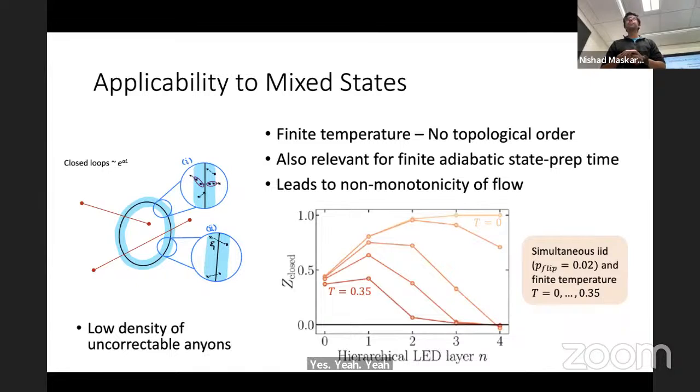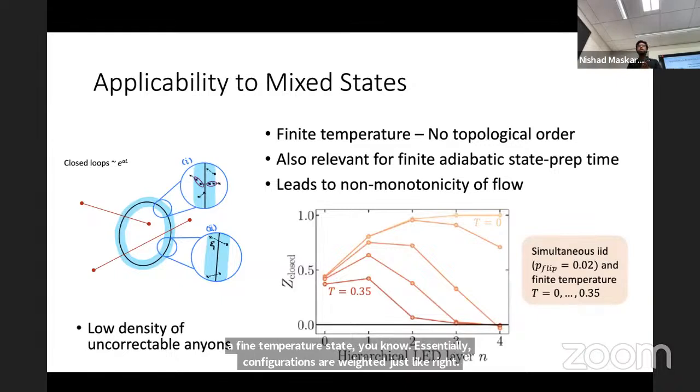Yeah, can you explain again what you mean by uncorrelated anyon? Okay, fantastic. So how do we think about a finite temperature state? Well, in a finite temperature state, configurations are weighted just by the energy that they contribute. These topologically ordered phases are deconfined, in the sense that the energy of a pair of anyons doesn't depend on the distance between the anyons. So in a finite temperature state, we have equal probability associated with two anyons that are L over 2 apart, or the system size, so as far apart as possible, and right next to each other.